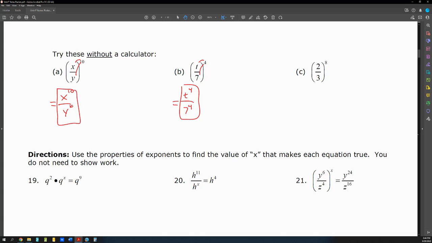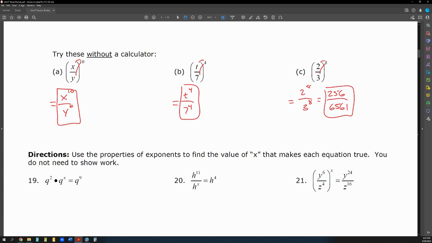And last, letter C, we have 2/3 all to the power 8. This is equal to 2 to the 8th over 3 to the 8th, distributing that power of 8 to both the numerator and denominator. And then let's go ahead and evaluate both of those. Anytime you can evaluate, I would say go ahead and evaluate. 2 to the 8th is 256, and 3 to the 8th is 6,561.